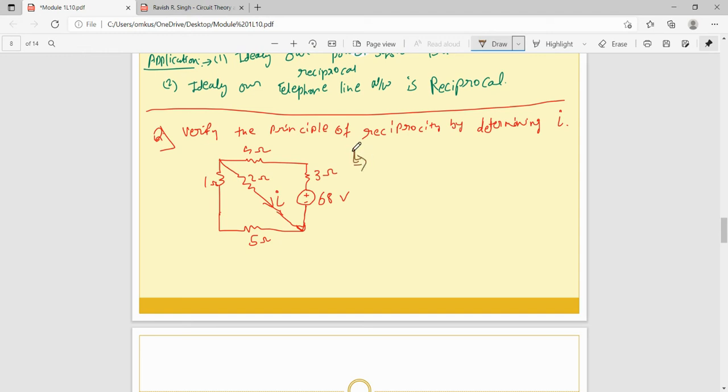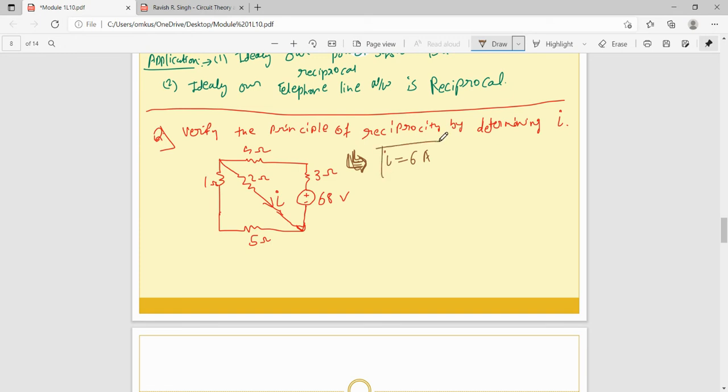Now, I already covered some theorems and laws of KVL and KCL, so I hope you are clear on how to find this current. I directly wrote here that the value of this current is I equal to 6 ampere.